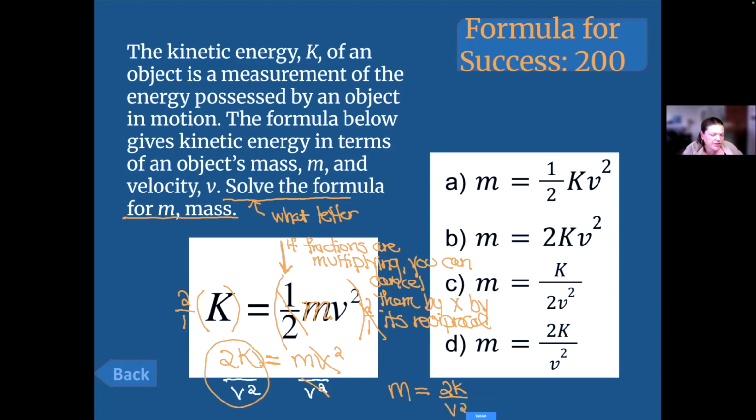Literal equations are actually easier because you don't have to do the math. You just write it down. And so that was definitely the most challenging problem today. There you go. M is equal to 2k over v squared.